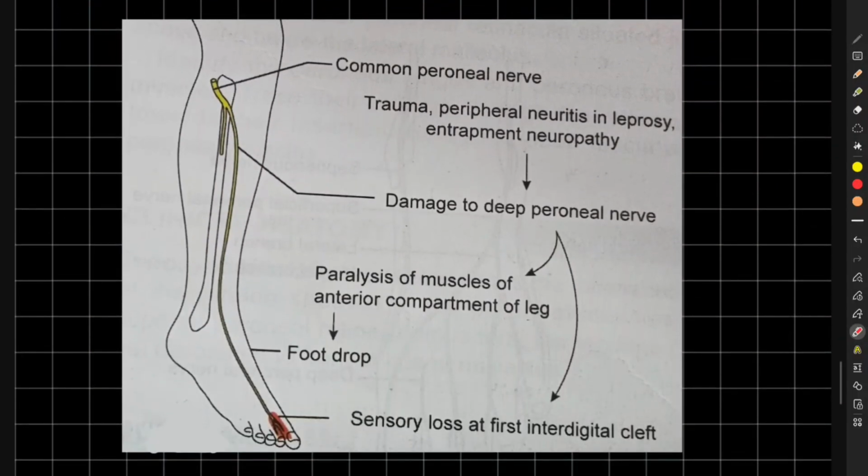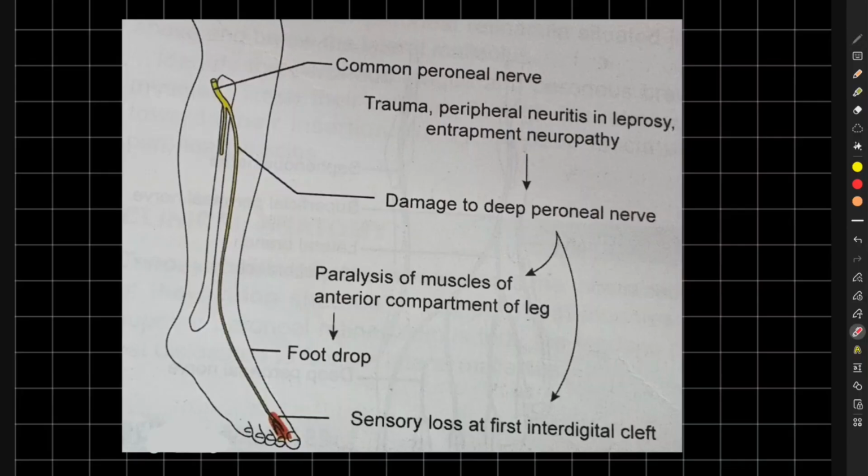Now if you see the deep peroneal nerve, see here it lies lateral to the fibula, then here it pierces the intermuscular septum and lies next to the anterior tibial artery. If you talk about the foot drop, since the medial terminal branch supplies the first interdigital cleft, if any injury occurs, see, common peroneal nerve trauma, neuritis, leprosy will cause damage to the deep peroneal nerve, which will result in the paralysis of the muscles of the anterior compartment of the leg. And we know that these muscles are generally the dorsiflexors. So there will be a foot drop.